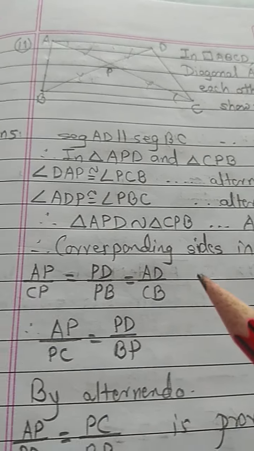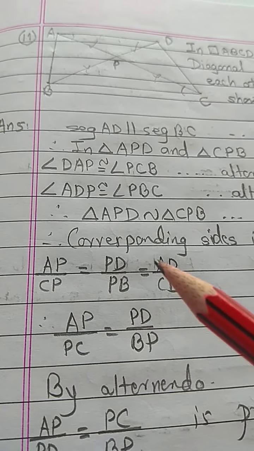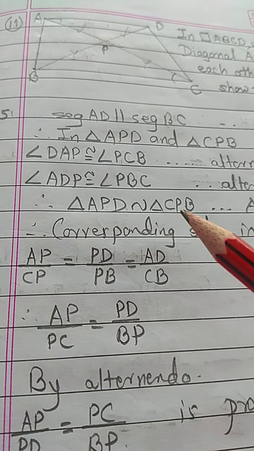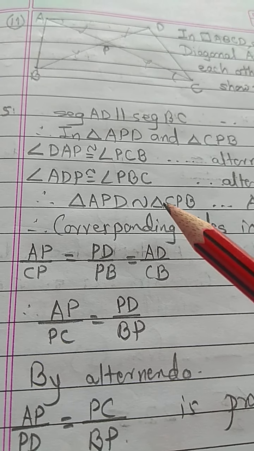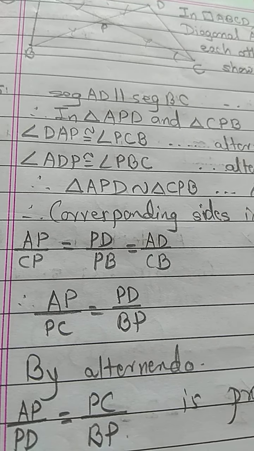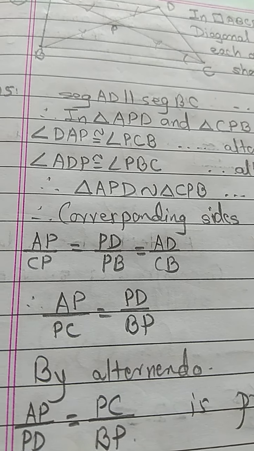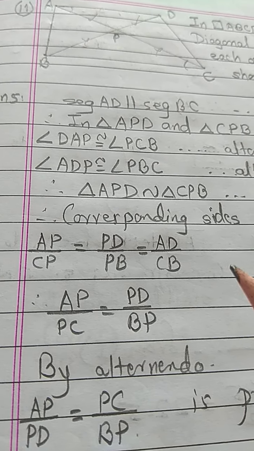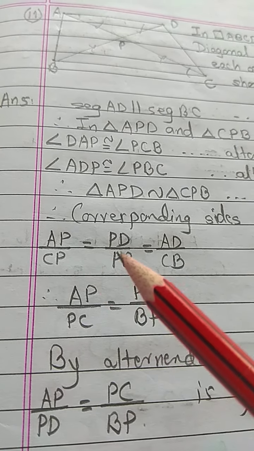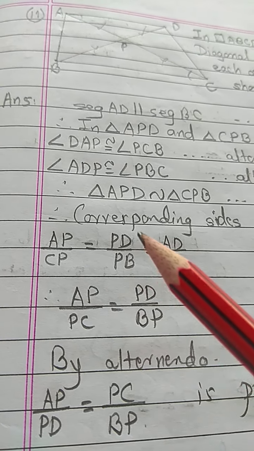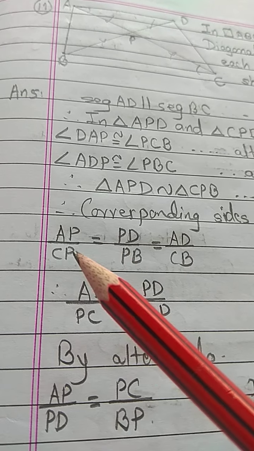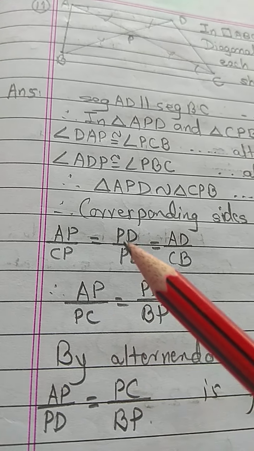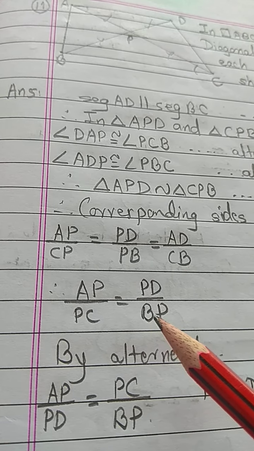Then corresponding sides are in proportion. AP upon CP is equal to PD upon PB is equal to AD upon CB. What we want is AP upon PD. Is there AP upon PD? Yes, in these two ratios we can have AP upon PD, but we will once again consider this ratio, AP upon CP, which is nothing but PC, and PD upon BP.